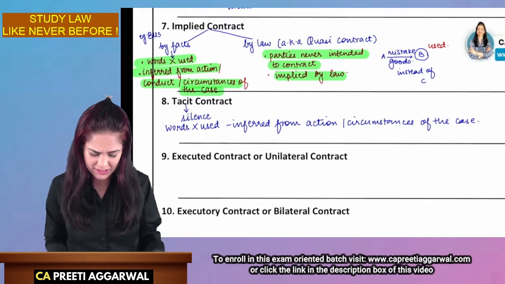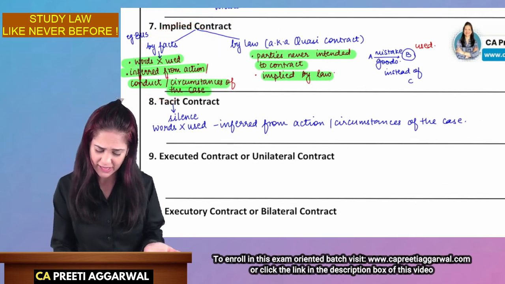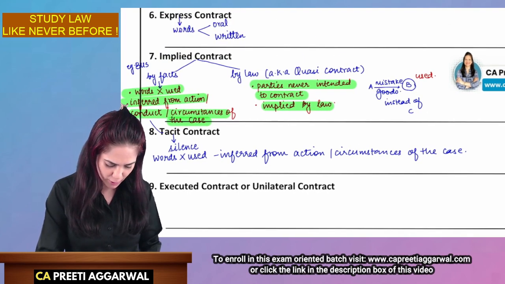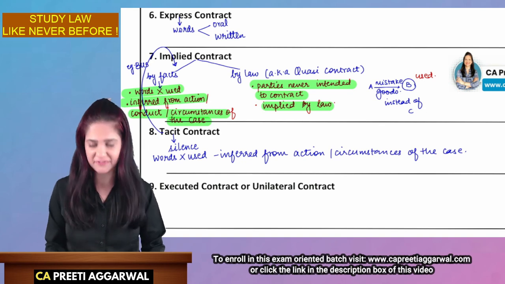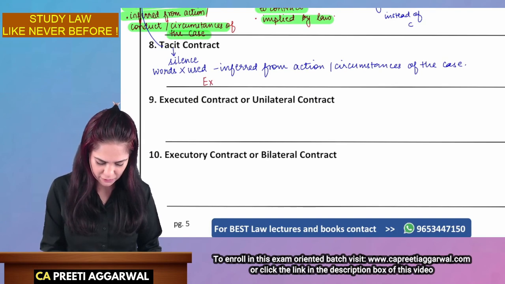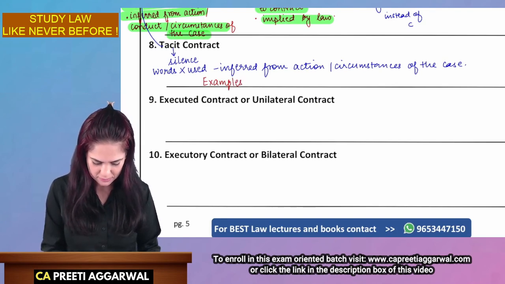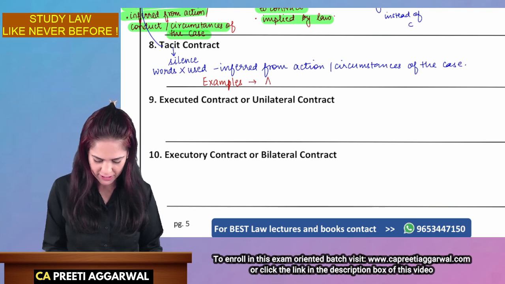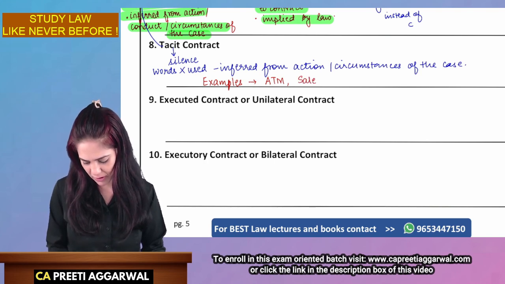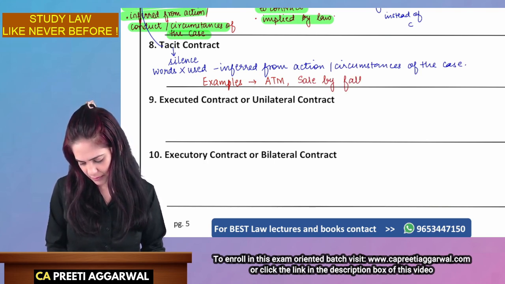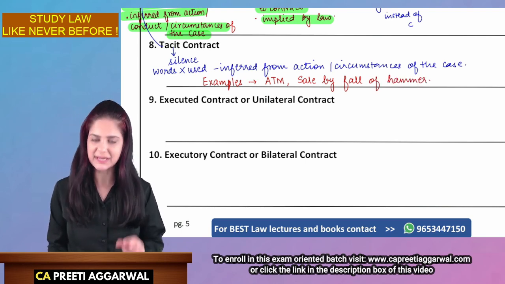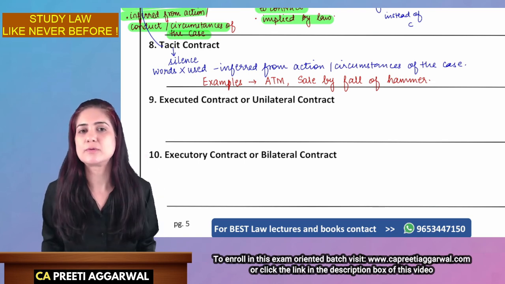Now, ma'am, this is very similar to implied from the facts. Yes, tacit is not a separate classification. It is a type of implied contract, implied by fact. You will select the option tacit only in case of these two examples: withdrawing cash from ATM and sale by fall of hammer. Only in these two circumstances you will go with the option tacit. Otherwise, please select the option implied.